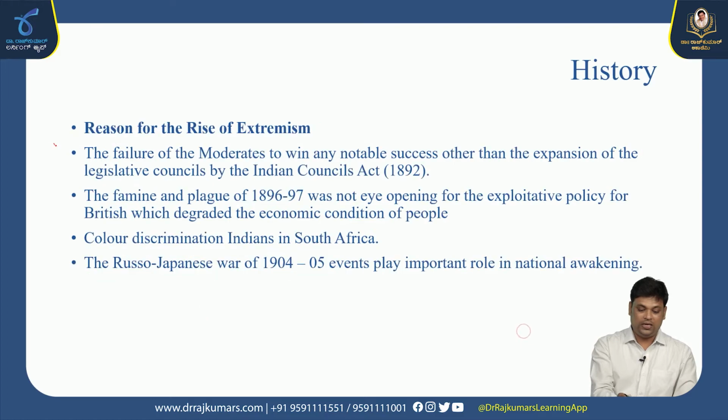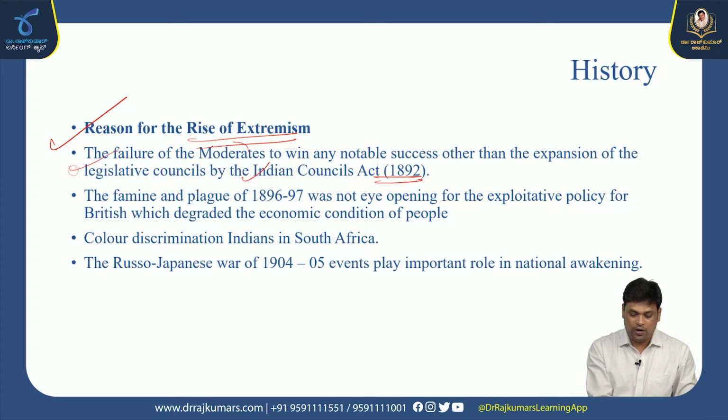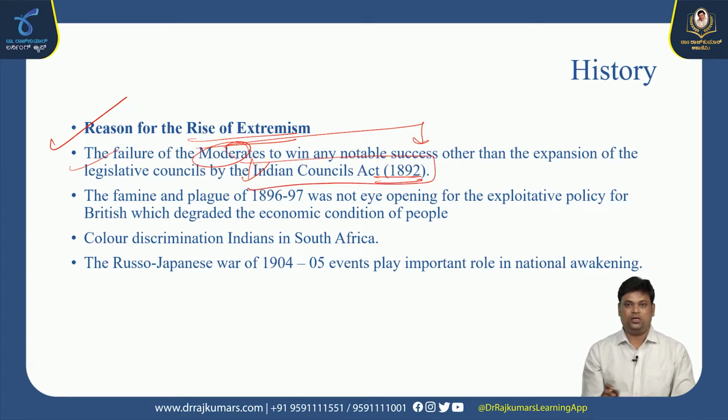Now the reason for the rise of extremism. There was an act passed in the year of 1892, the failure of moderates to win any notable success. Only one success, the increase in number of legislative council members from Indians under the Indian Council Act of 1892. That is the only achievement made by the moderates. And there was a great famine and plague in the year of 1896 to 97. At this time, the British were only focusing on exploitative policy in terms of providing some relief funds to the Indians. So the economic condition of people became worse.